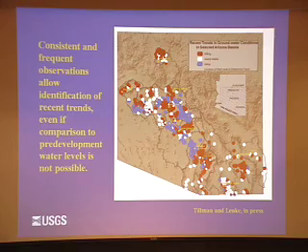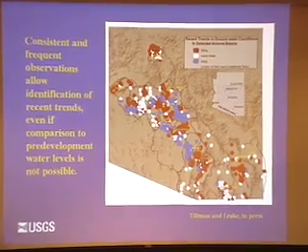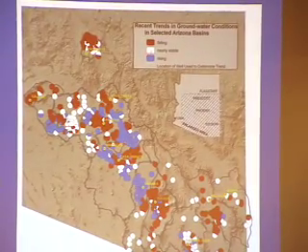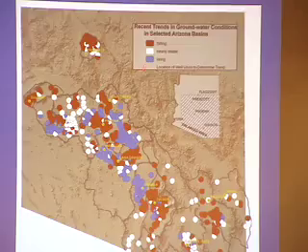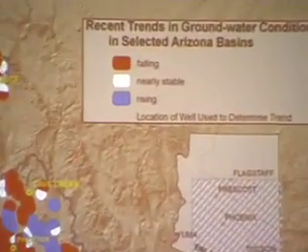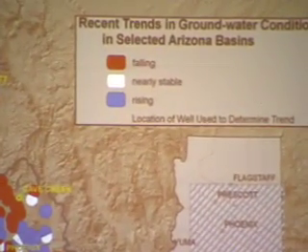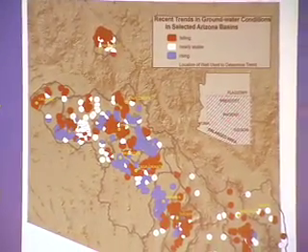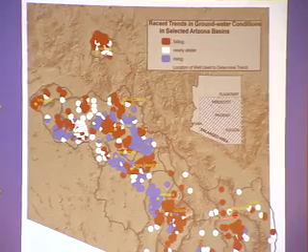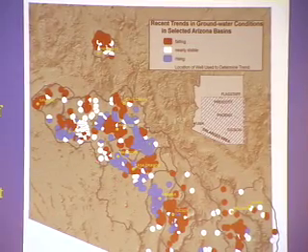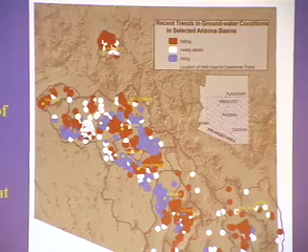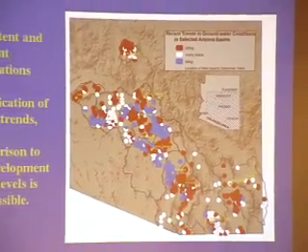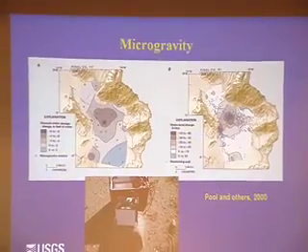And this shows an experimental way of showing areas where there's falling, mostly stable, and rising in blue water levels in Arizona, essentially, most of Arizona there. So you can begin to get a handle on the situation if you get enough wells. And Arizona happens to have a pretty good network of wells overall compared to many states. It's very variable across the country.